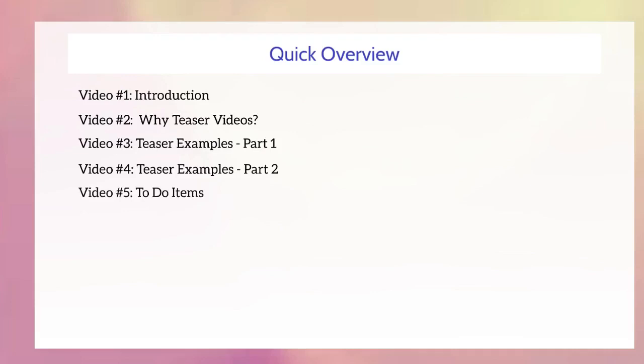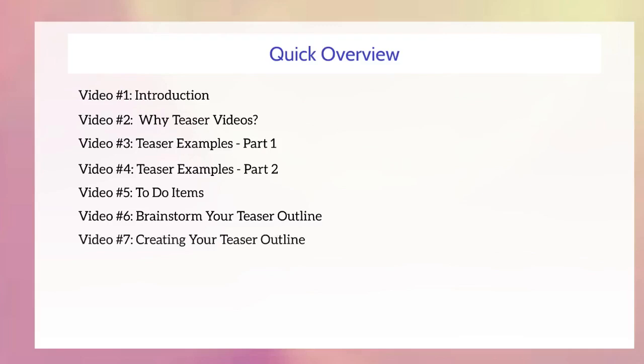Video number 5, we'll talk about the to-do items, or the items that you need to accomplish before you move on to the rest of the video course. And video number 6, we'll talk about how to brainstorm your teaser outline based upon the things that you learned in the previous video. And of course, video number 7, we'll take the brainstorm, which will be a bunch of ideas, and we'll organize it, and then you will have your teaser outline. This is crucial to have before you create the teaser video.